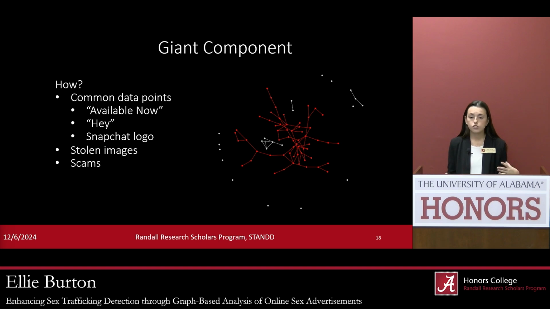This is caused by a variety of reasons, including common data points like the text "available now," "hey," or common images like logos. This can also be caused by stolen images. If an individual wants to post a more explicit image but might not want to post it of themselves, they may find someone else that looks similar to them, steal that image, and that would link up those 2 individuals who are completely unrelated. Scam ads can also introduce a lot of noise into this data set and make it harder to isolate these potential individuals.